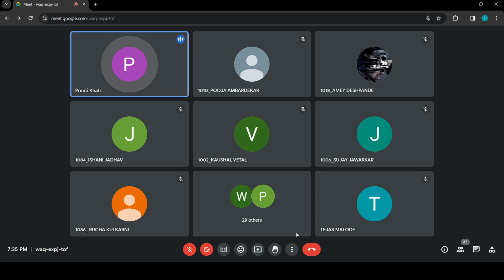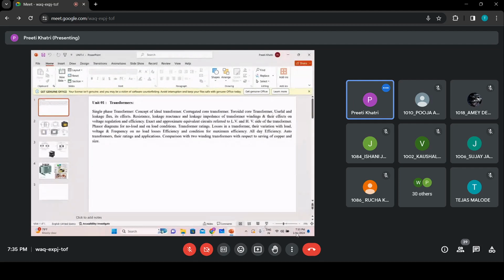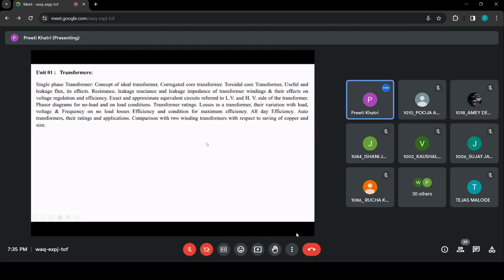So I will share you the PPT related with the first unit. Are you able to see the slides? Are you able to see the presentation? Yes, yes, sir. Ma'am. Now in the first slide, you just go through the syllabus which is there related with your first unit, and accordingly you will be dealing it with one by one. Okay.